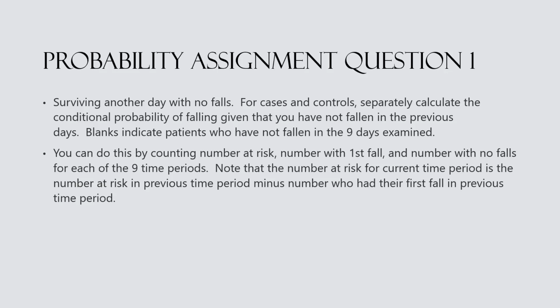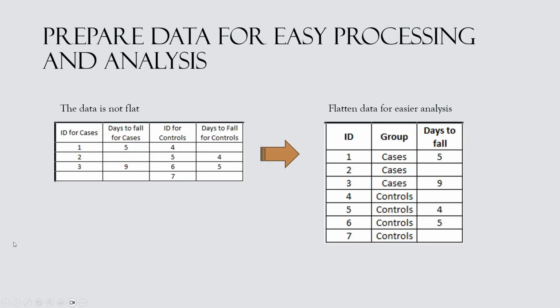Note that the number at risk for the current time period is the number at risk in the previous time period minus the number who had their first fall in the previous time period. In order to accomplish our task, we need to first plan out a process of getting to a solution. So let's explore the dataset.